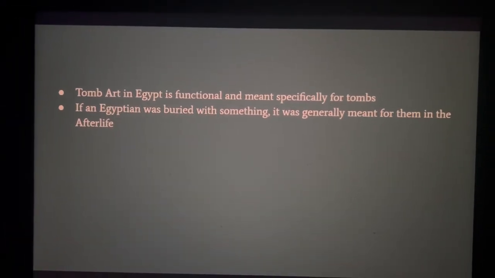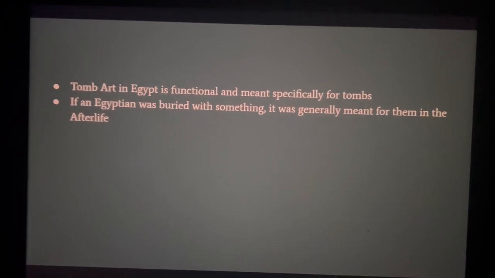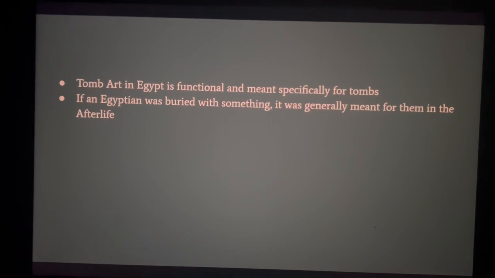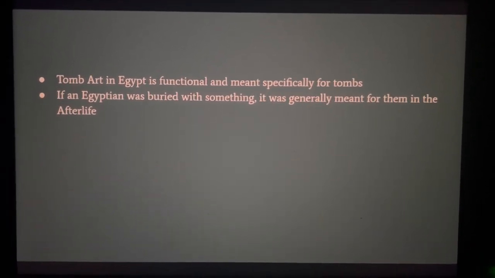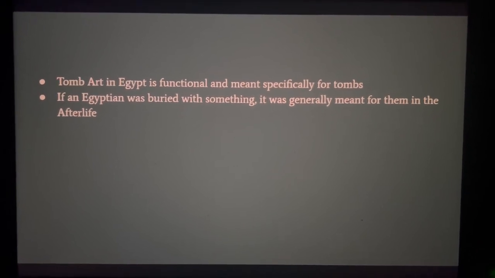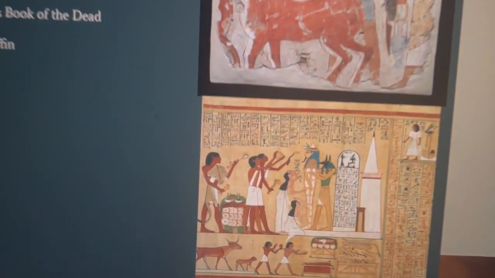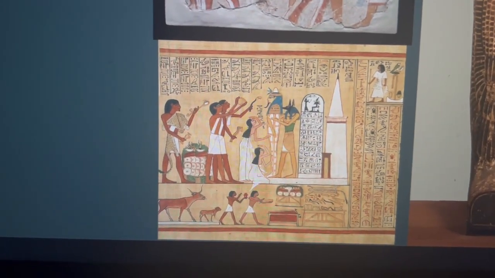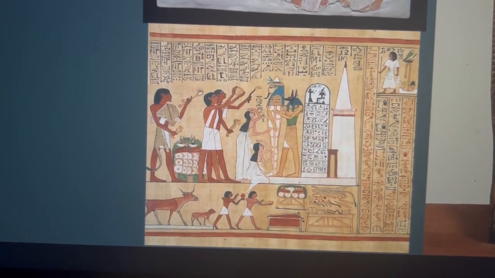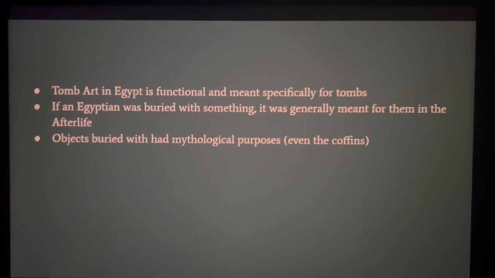Let's see, and if an Egyptian was buried with something, it was generally meant to help them in the afterlife. For example, the Book of the Dead is a bunch of texts of spells and rituals meant to help the soul of the person in the afterlife. See, going back here, I'm not entirely sure what this page is specifically. I believe that's Anubis, the Egyptian god of the dead. And if an object's buried with them, it generally carried mythological purposes, even the coffins.